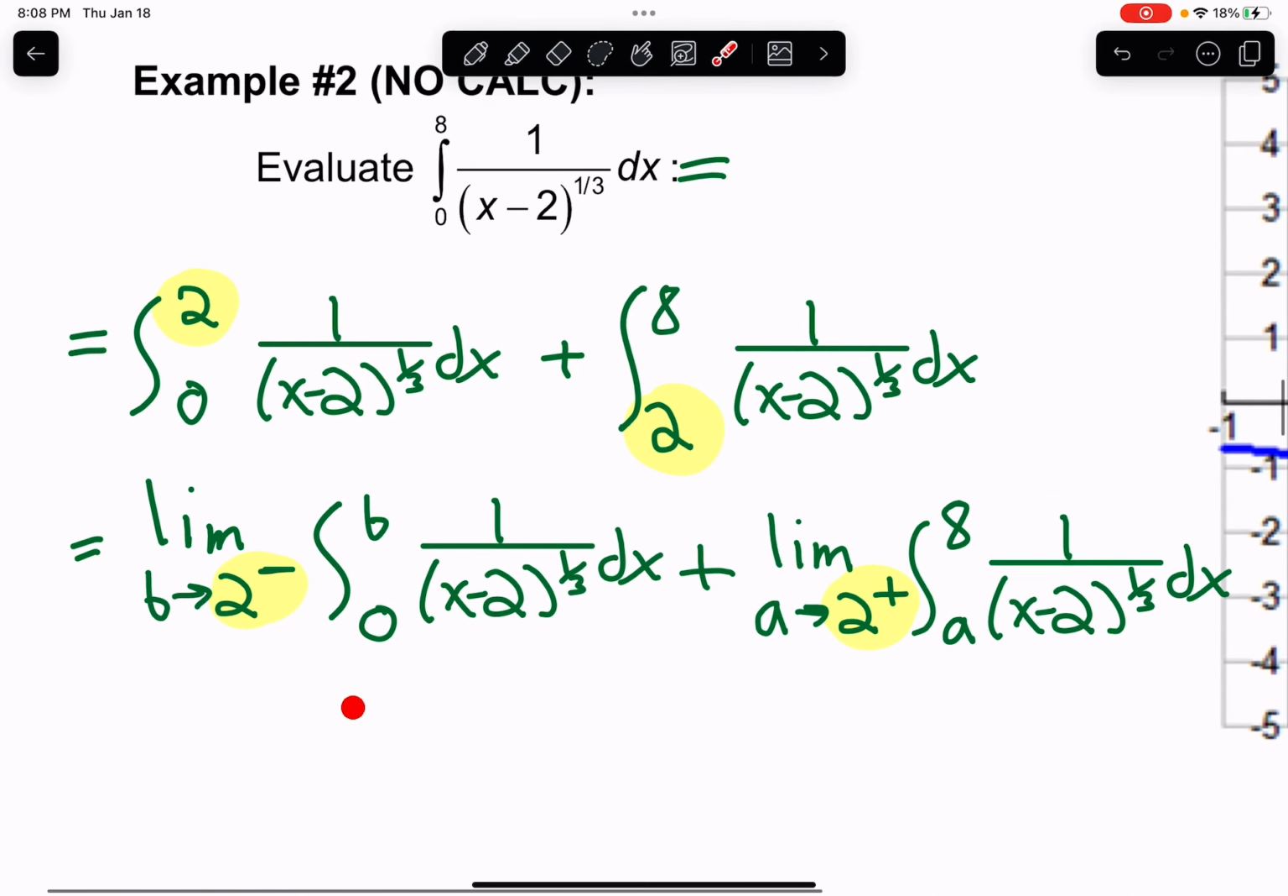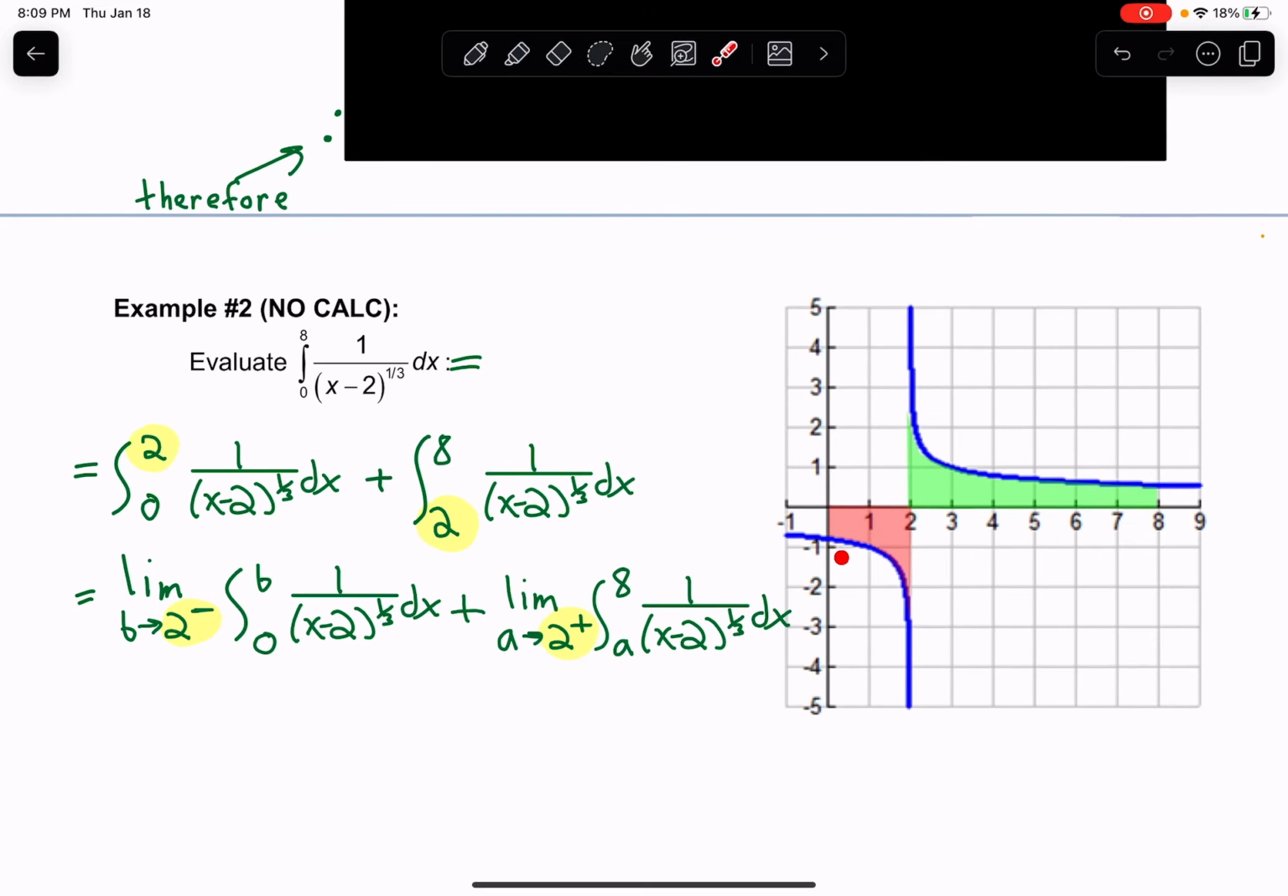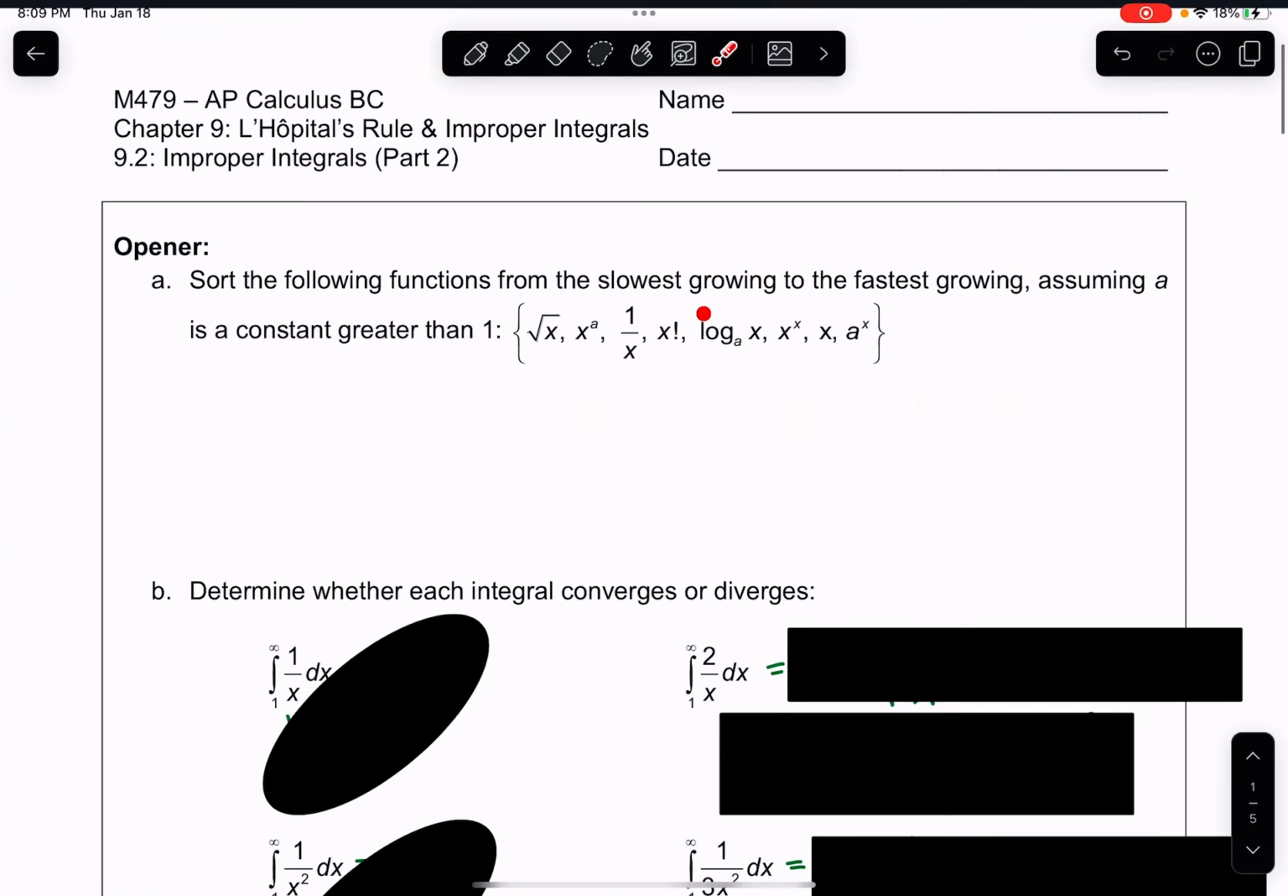After doing this, we could find the antiderivative, apply the fundamental theorem, and then apply our limits. We would do that to both of these. Okay, so we're going to stop right here. We don't have to go through all the steps of finding those integrals and limits because that's similar to what we've done in the past. So that's a little continuation of improper integrals. Okay, let's go back to the top. I'm going to go back to the first page here, and let's take a look at the opener.